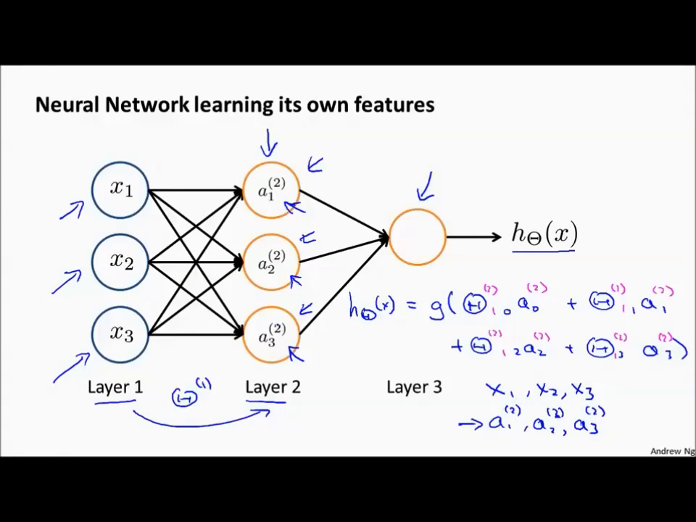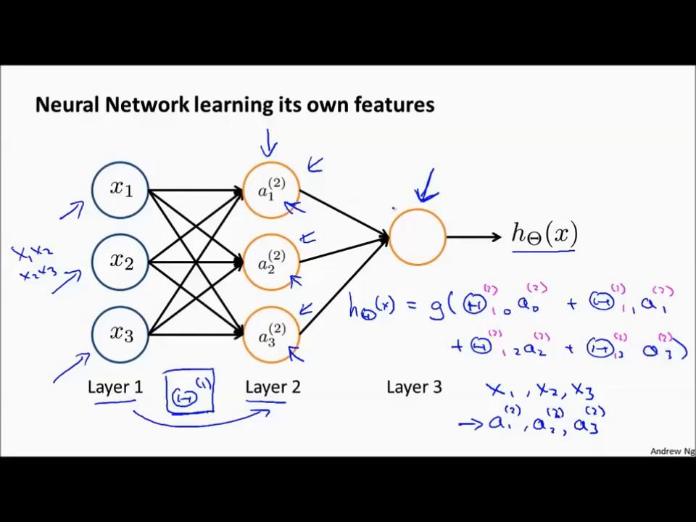And as you can imagine, depending on what parameters it chooses for theta 1, you can learn some pretty interesting and complex features, and therefore you can end up with a better hypothesis than if you were constrained to use the raw features x1, x2, x3, or if you were constrained to, say, choose the polynomial terms, x1 x2, x2 squared, x3, and so on. But instead, this algorithm has the flexibility to try to learn whatever features it wants, using these a1, a2, a3 to feed into this last unit that's essentially a logistic regression unit.